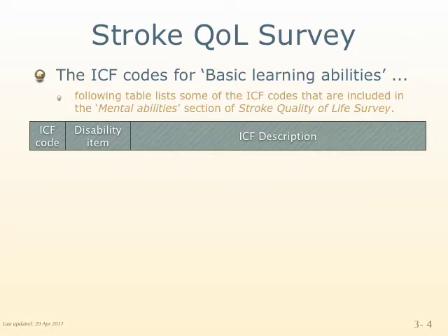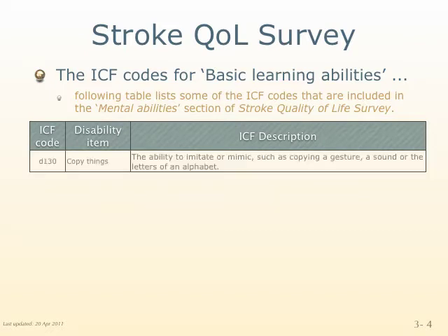For example, we have the disability item called Copy Things, which corresponds with ICF code D130, or the ability to imitate or mimic, such as copying a gesture, a sound, or the letters of an alphabet.